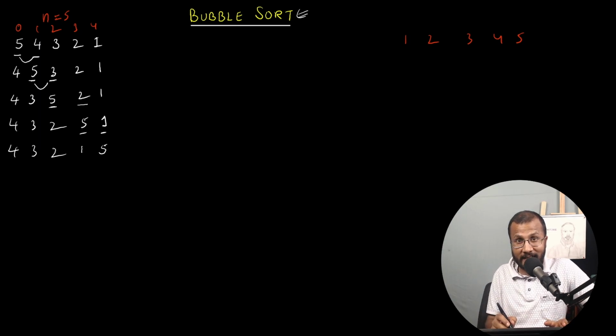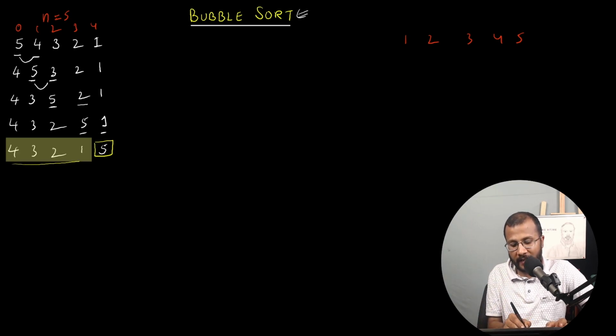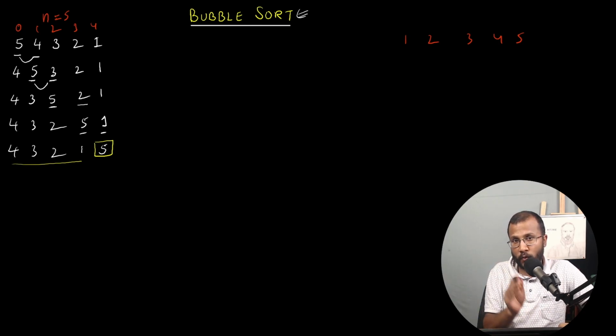Once this entire thing is done, I'm able to push or bubble up 5 to its correct position. So I say that 5 is there at its correct position, or 5 is already sorted. Now all these other elements are yet to be sorted. So now I'll repeat the same process one more time to make sure that I take the second largest number to its correct position.